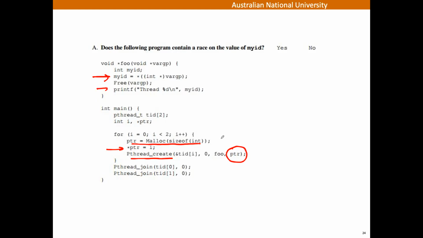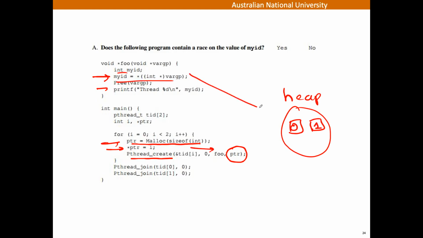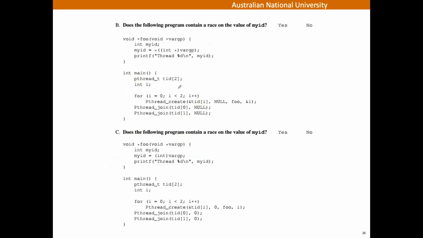So if this is our heap, this will create two integers on the heap, and it will give each thread, let's say 0 and 1. And the threads here will do the dereferencing and free and print. So there is no race on my ID, right? Is there a race on my ID in this code?